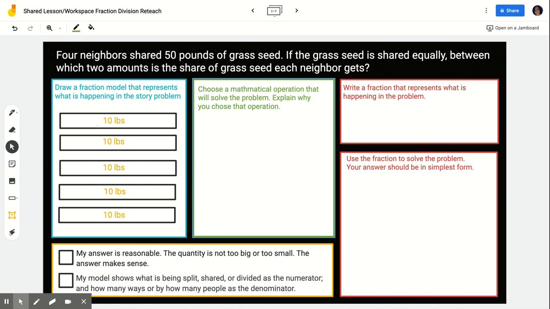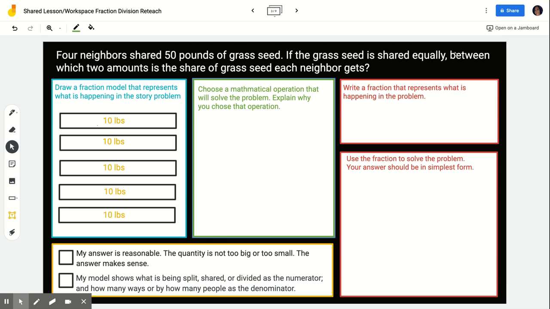Okay, we're going to give this graphic organizer another try. You're going to use this to solve several of the next problems on Jamboard and transfer your answers into Wiser. So the next problem says 4 neighbors shared 50 pounds of grass seed. If the seed is shared equally between, between which two amounts is the share of grass seed each neighbor gets?